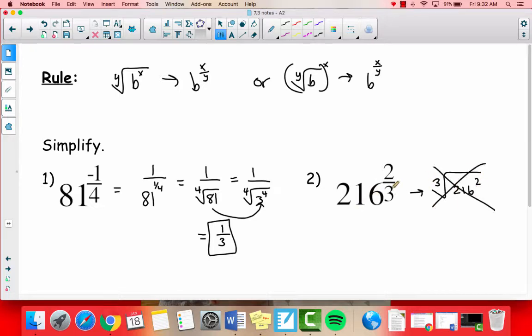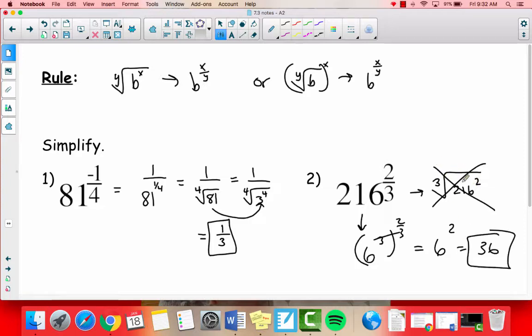Instead, I could try to get my 216 to have an exponent that's got a factor of 3 in it. So I could rewrite 216 as 6 to the 3rd, all to the 2/3. So notice that these are the same thing, just written two different ways. And now, when we have a power to a power, we can multiply. So I'm going to get 3 times 2/3. The 3's will cancel, and I'm going to be left with 6 squared. And that's going to get us 36.